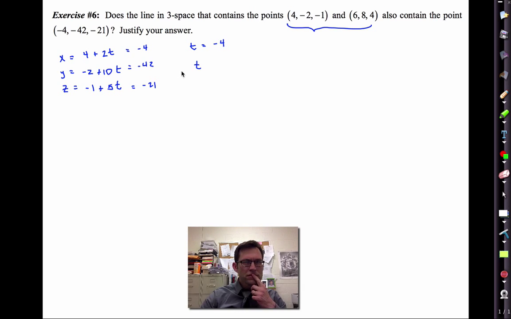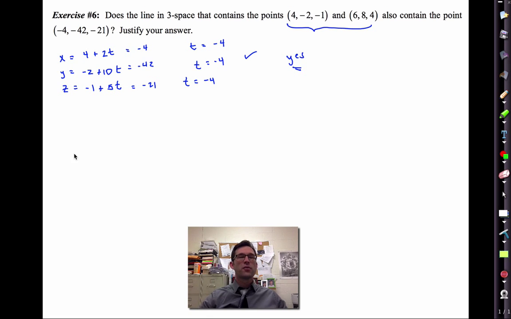In this case, I'd have 10t is equal to, wait, something went terribly wrong there. Hold on, 4, -2, -1, because I know the answer is yes, and yet something is going wrong. Help me find it. No, it's not going wrong. Here I'd have 10t equals -40, and t would be -4. And here I'd have 5t is equal to -20, and t is -4. So the answer would be yes.